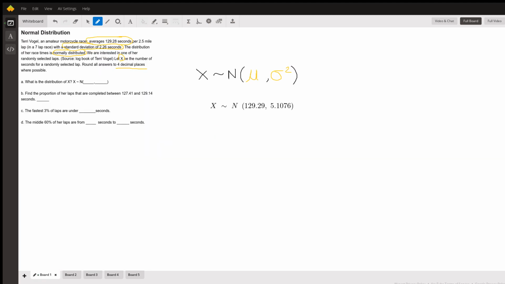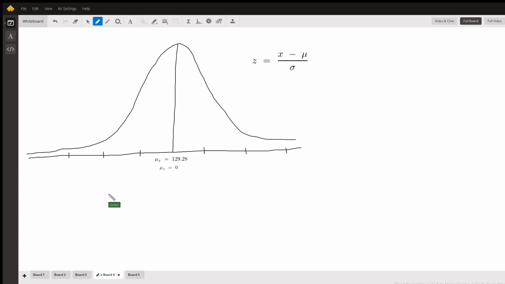The fastest 3% of laps are under blank seconds. So this is how we're going to do this one. So again, this is a representation of our normal curve. The fastest 3% are going to be the times where when she lands somewhere on this curve, the fastest 3% are going to be just somewhere over here.